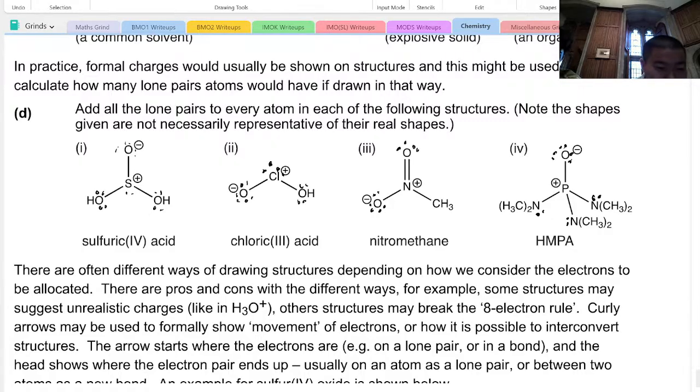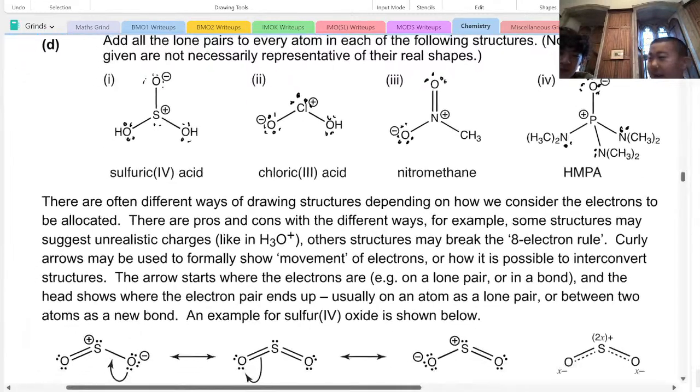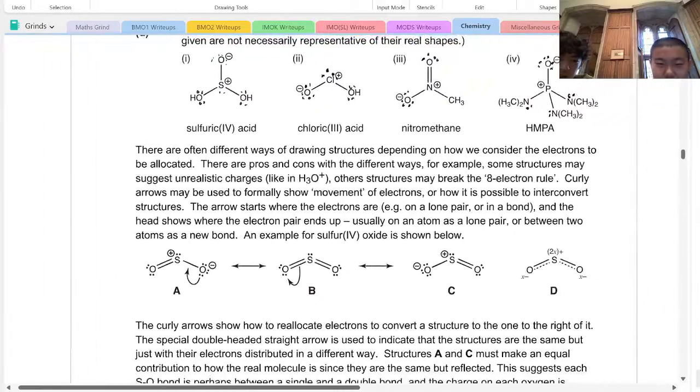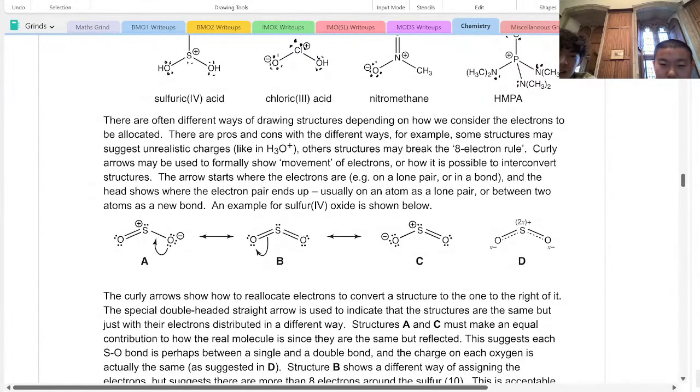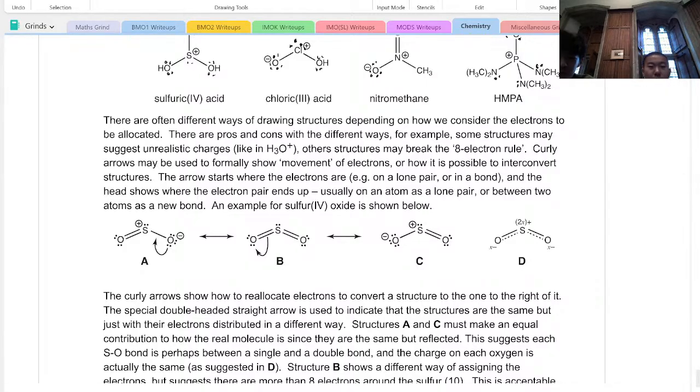Okay. So far, let's. I don't think they can see. Other structures. So there are often different ways of drawing structures depending on how we consider the electrons to be allocated. There are pros and cons. Some structures might suggest unrealistic charges. Other structures may break the octet rule. Curly arrows may be used to show formally the movement of electrons, how it is possible to interconvert structures.